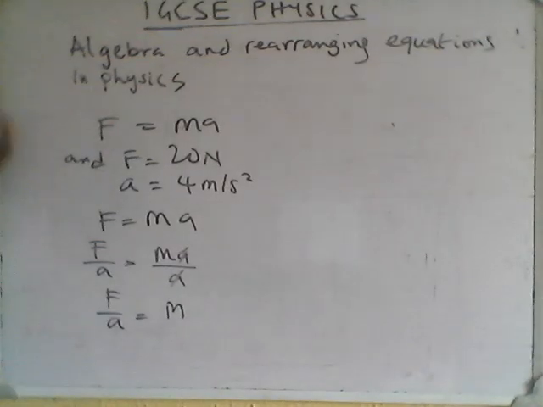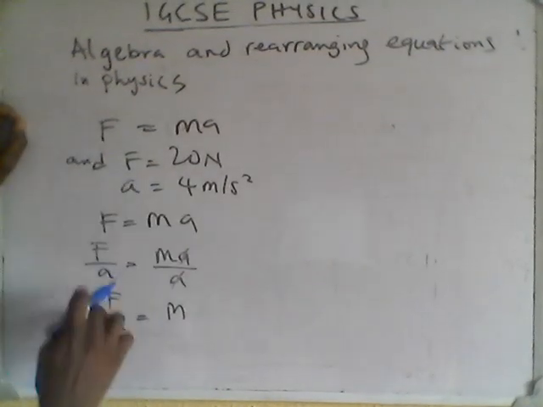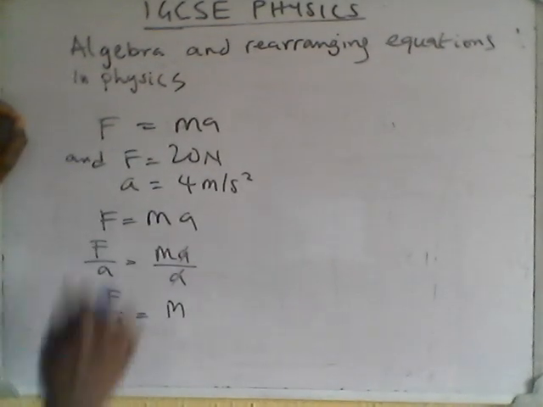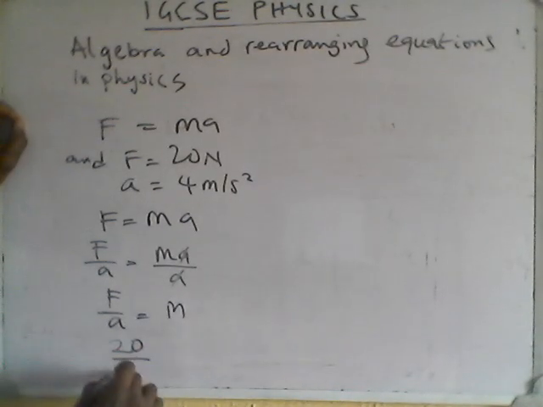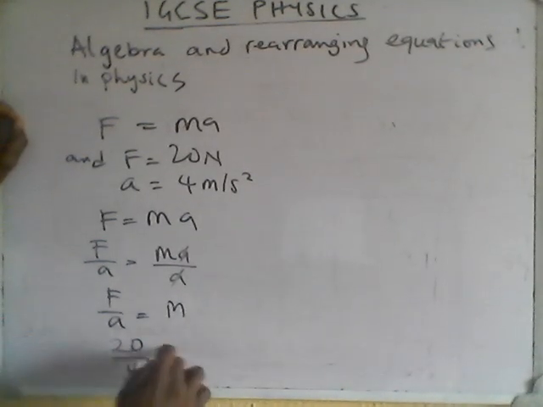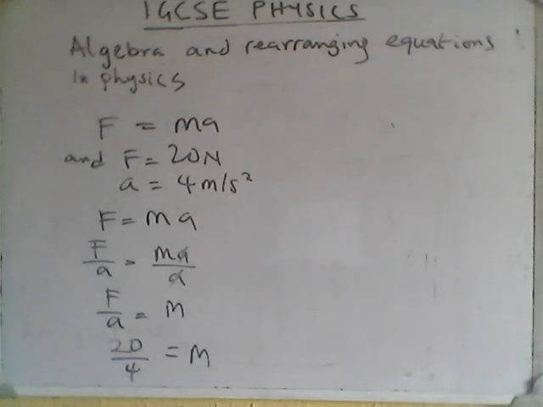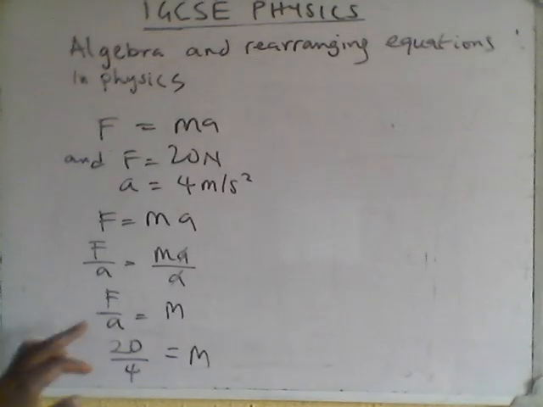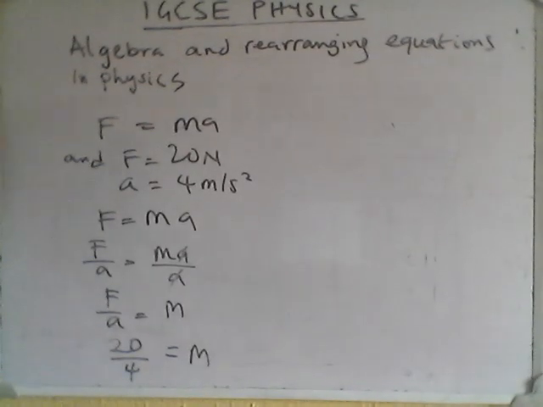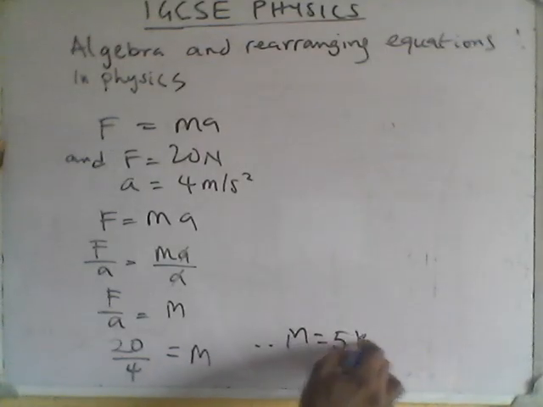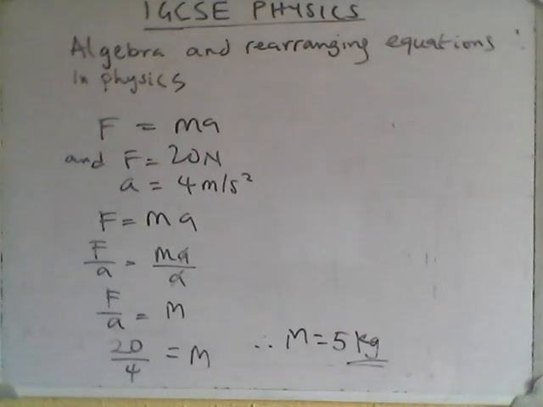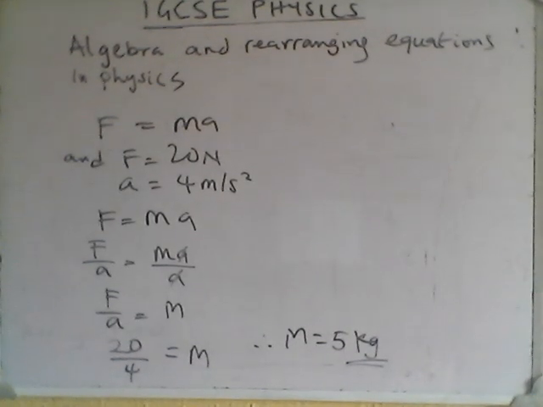So I can now find m. So how do I get m? Substitute. Where you see F, you put 20, right? Where you see a, you put 4. 20 over 4 is equal to m. So by the time you do the maths, 20 divided by 4 will give us 5. So therefore, m is equal to 5. 5 what? 5 kg. So that is just a simple way of doing that.